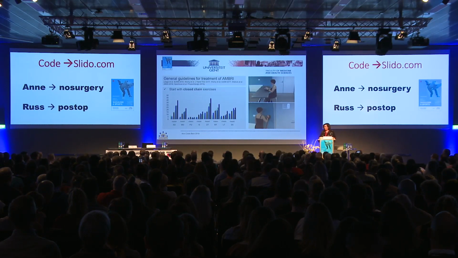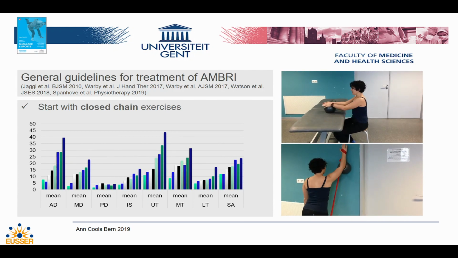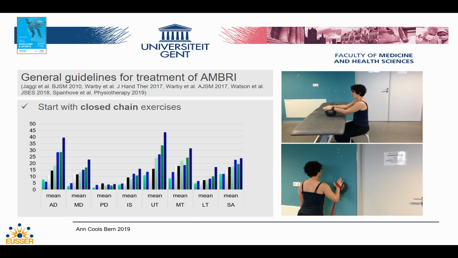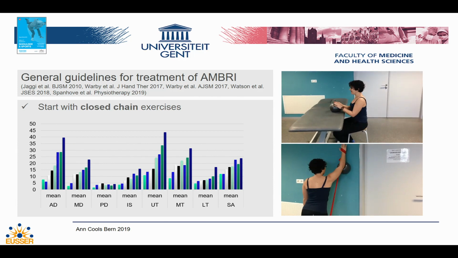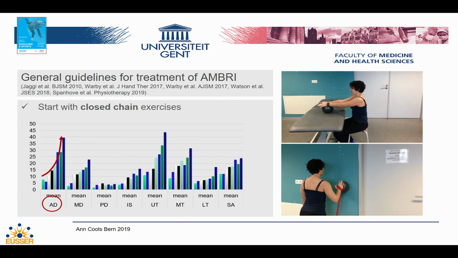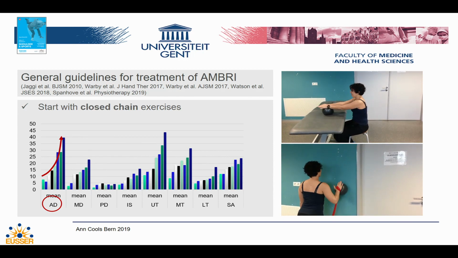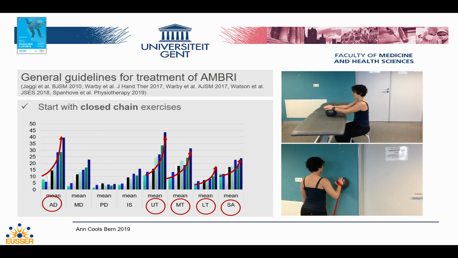So we have to start with closed chain exercises, and what I mean with low load closed chain exercises are these ones, bench slides or wall slides. And we did an EMG study on a progression, starting with bilateral bench slides, so it's the lowest level exercise, and ending with wall slide against an extra resistance, and we looked at a number of muscles. And what we found was an increasing activity in the anterior deltoid, which is good because that's what we want, and also increasing activity in the four scapular muscles that we measured.